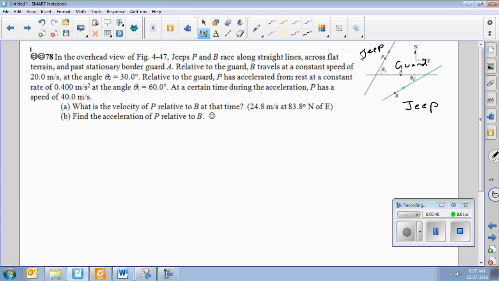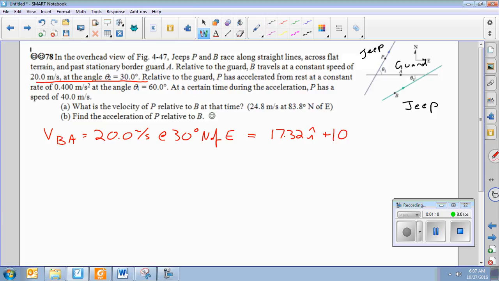So it tells you that relative to the guard, B travels at a constant speed of 20 meters a second at an angle of 30 degrees. So here's the deal. The velocity of B, the Jeep, relative to the guard, A, is 20 meters a second at 30 degrees north of east. So I right away just rewrote that in unit vector notation. That becomes 17.32 i plus 10.0 j. Again, I always hang on to a couple extra sig digs. And this is all in meters per second. All right, so that's the velocity of B relative to A.